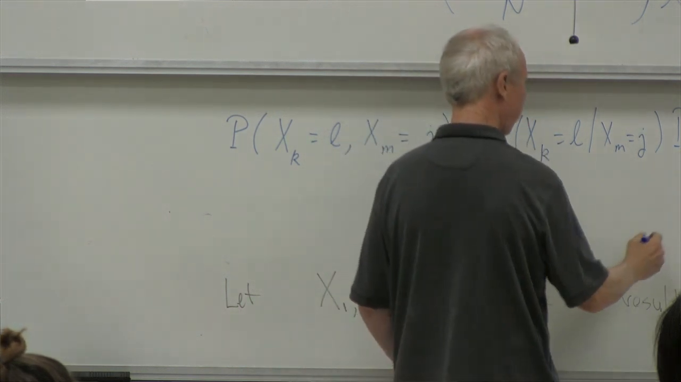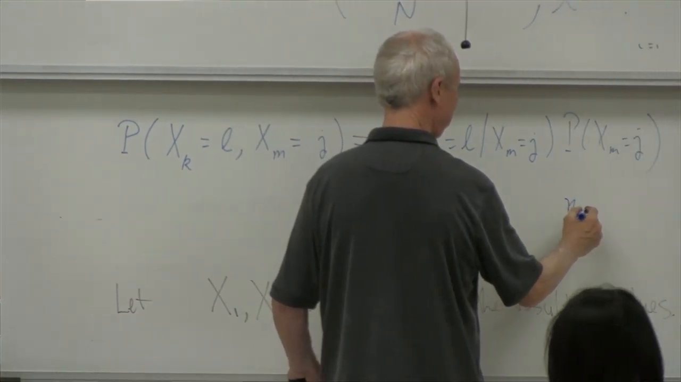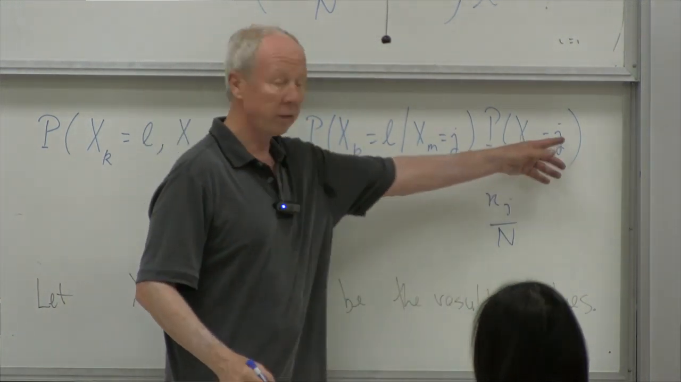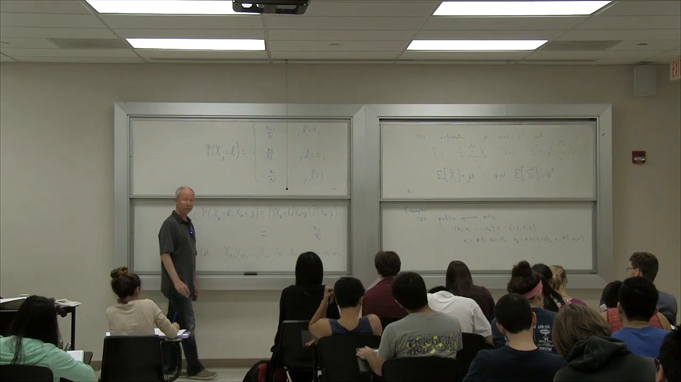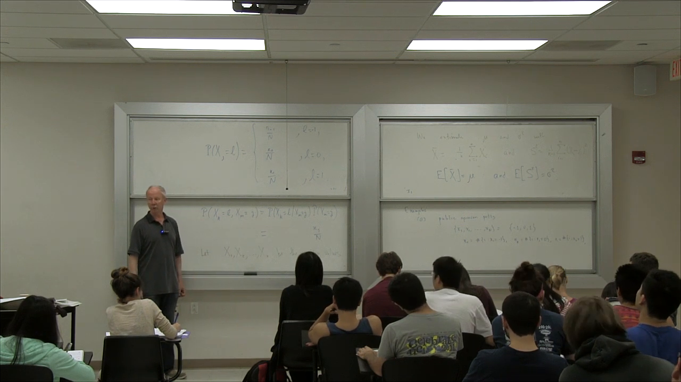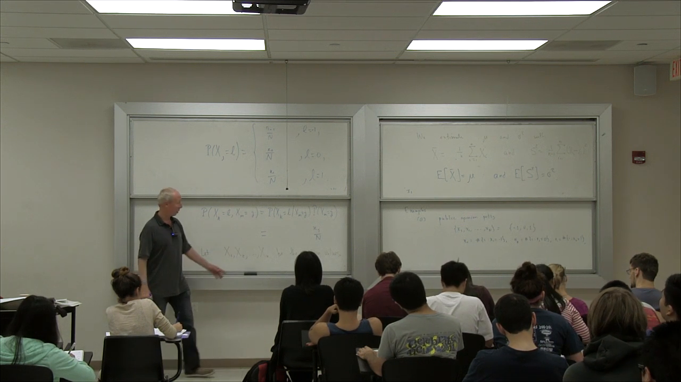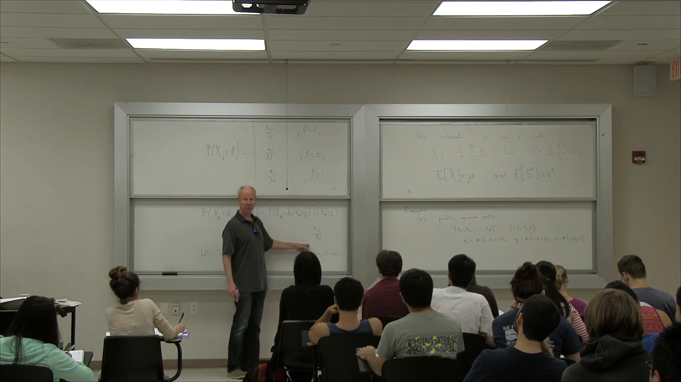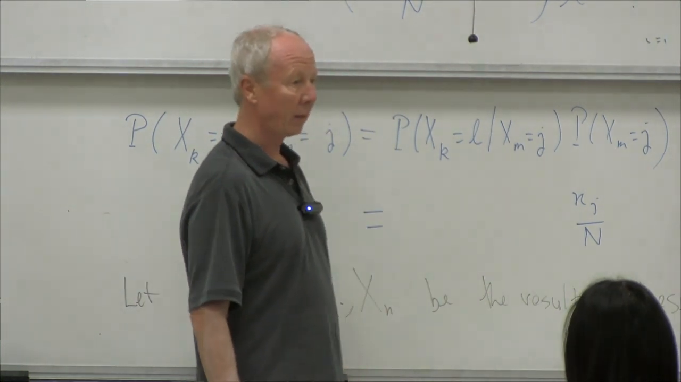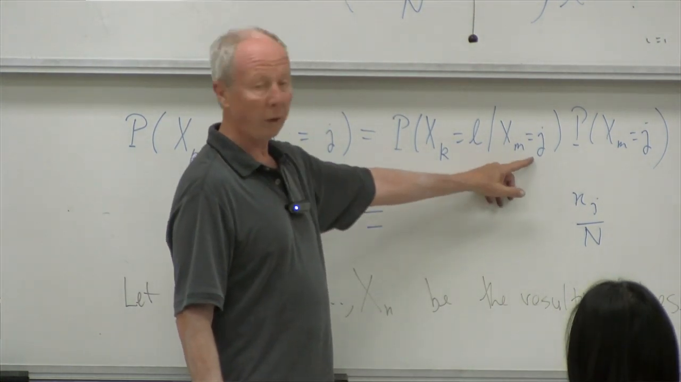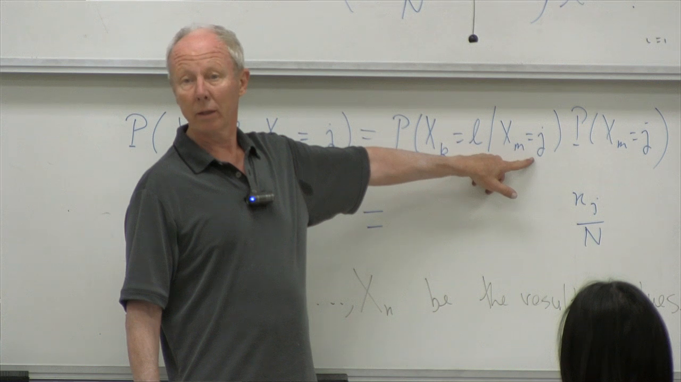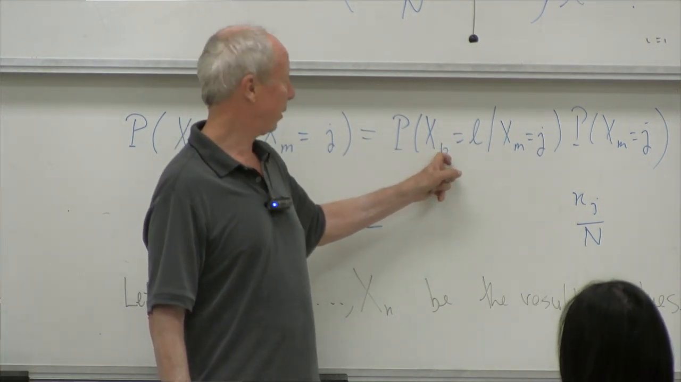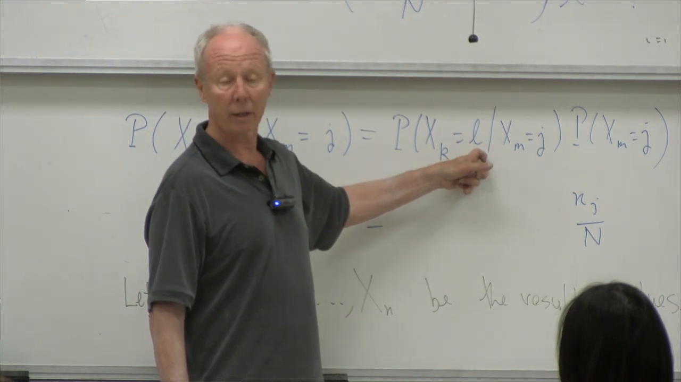This one we know, that's n sub j over capital N, right? j is minus 1, 0, or 1. n sub j would be n sub minus 1 if j is minus 1. It's the number in the population that have the value j divided by the total population size. What about here? Well, this says I've picked out somebody who has opinion j. And now I want to know what's the probability that this one has opinion L.